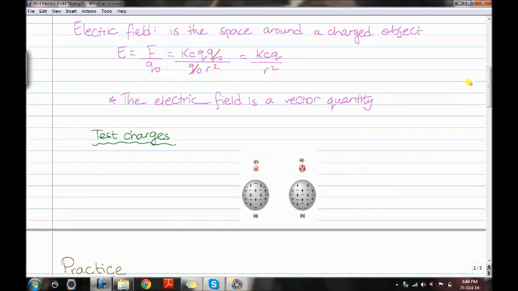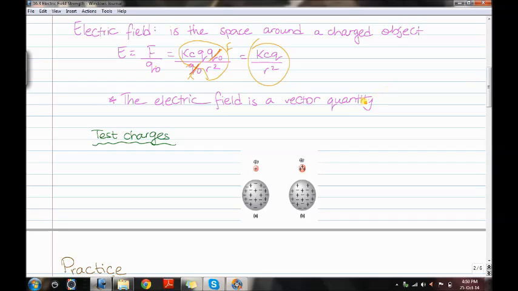It would be called E2, which is the electric field strength. Now the definition of electric field is the space around a charged object. The formula is E equals F over Q naught, which equals, remember that F is Kc times Q1 times Q2 over R squared. So here we have the R squared and the F, then the Q naught. We cancel out the Q naught and the Q naught, so we have KcQ over R squared left. This is the formula of the electric field.